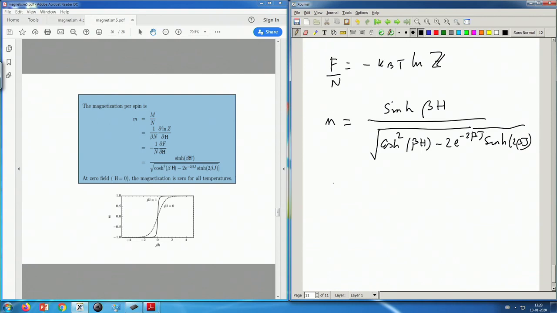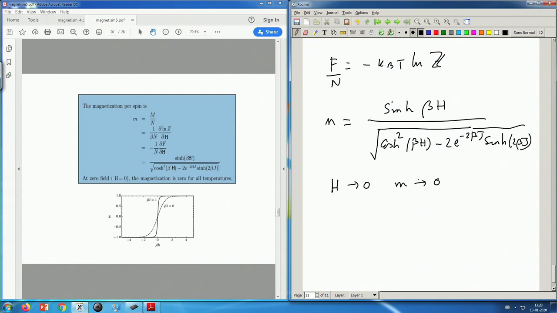Just look at what happens as h goes to 0. At 0 field, the external field is 0. As the external field goes to 0, the sinh term goes to 0, this goes to 1, this goes to 0. So, you have m going to 0. Now look at the result, it is very different from what we got from the mean field theory.